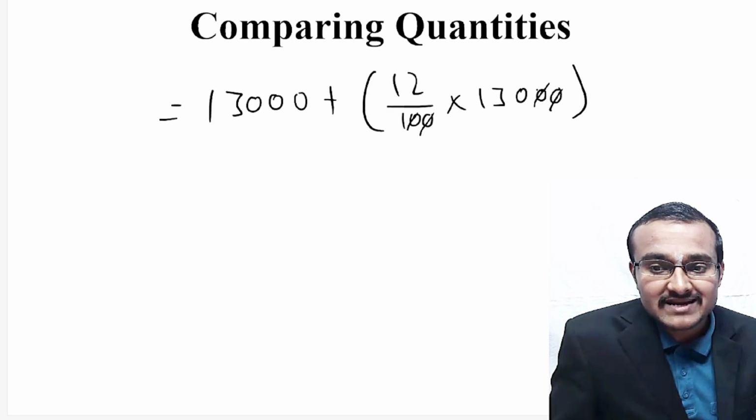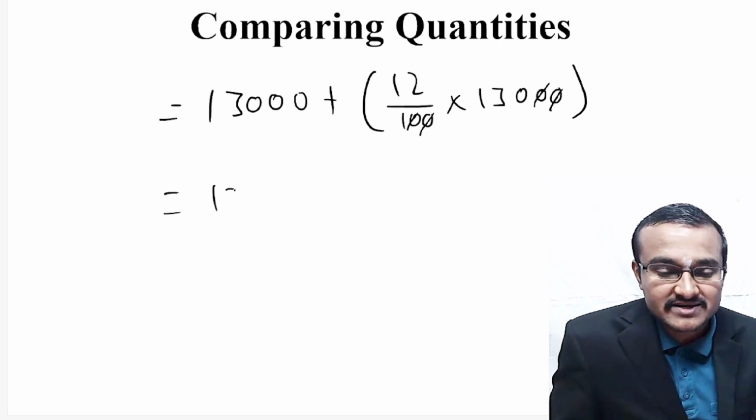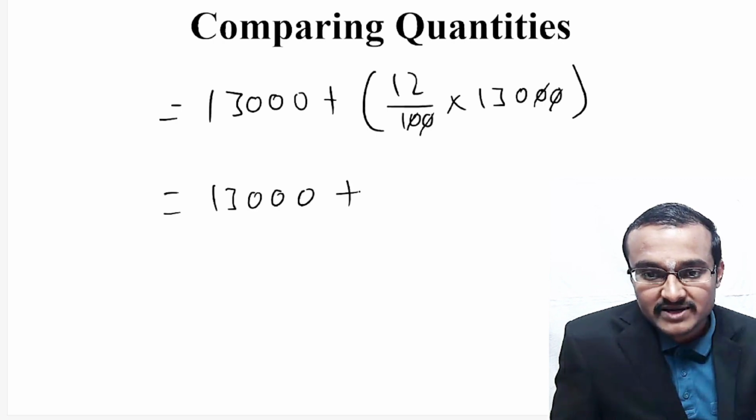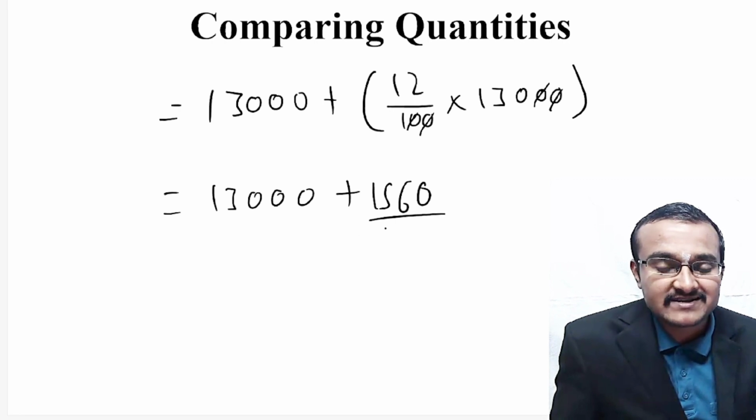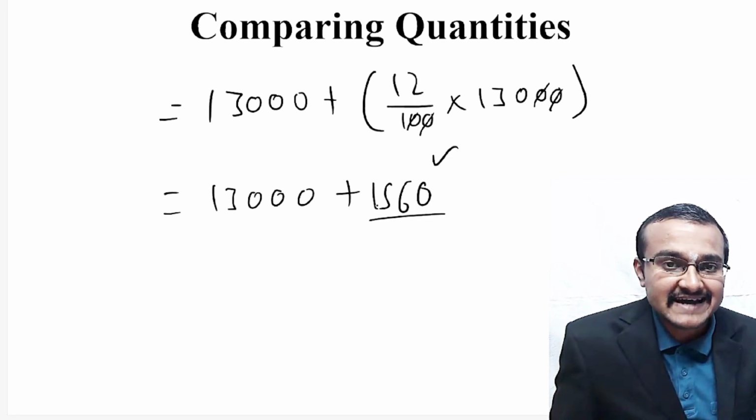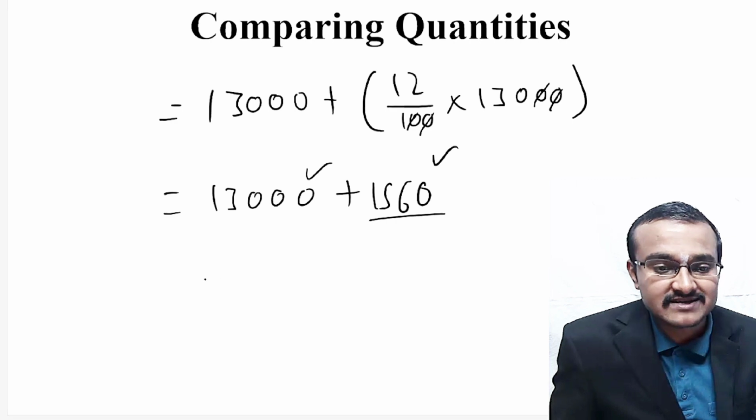So you will get 12 into 130. So what is 12 into 130? 12 into 130 will be 13. You can do it here: 12 zeros are 0, 12 threes are 36, 3 carry, 12 ones are 12 plus 3, 15. So 1560 rupees is the tax which you should pay for this 13,000.